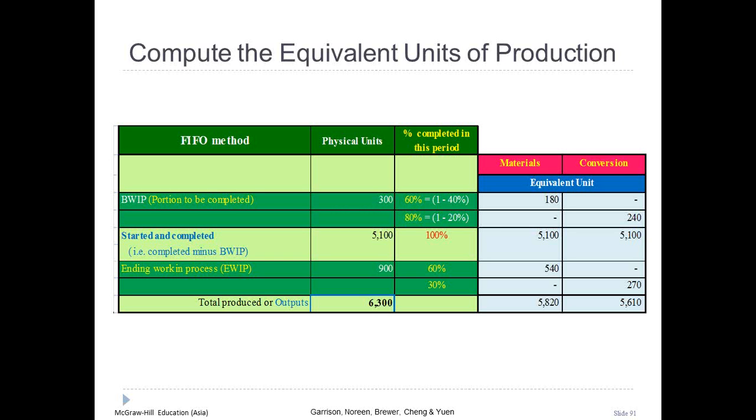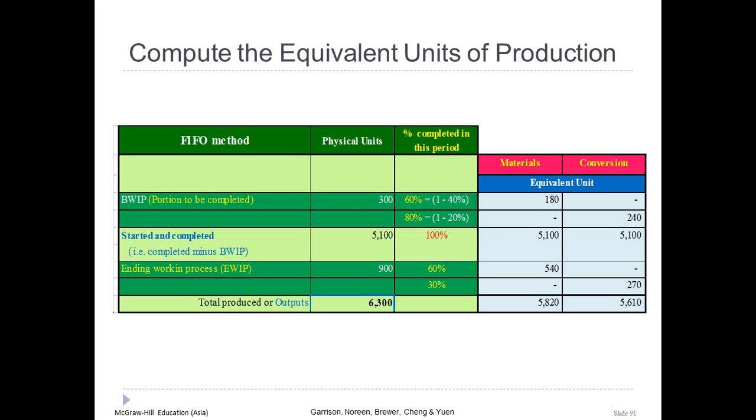For the started and completed 5,100 units, both materials and conversion must be 100% completed, therefore 5,100 equivalent units for both materials and conversion. For the ending work in process of 900 units, 60% completed with respect to materials and 30% completed with respect to conversion. Hence, the equivalent units of production are 540, which is 900 times 60%, and 270, which is 900 times 30%, for materials and conversion respectively.